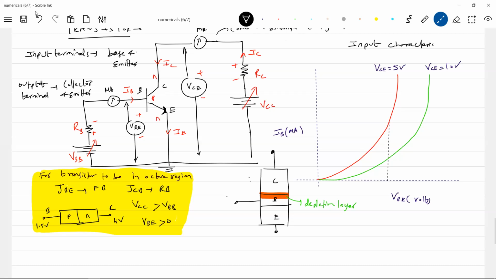Let me start like this. For a given value of VB, if I increase VCE, the depletion region will penetrate more into the base than the collector. The effective length of the base will decrease. Then the number of recombinations, so the capture of electrons, will decrease. Then the base current will decrease.